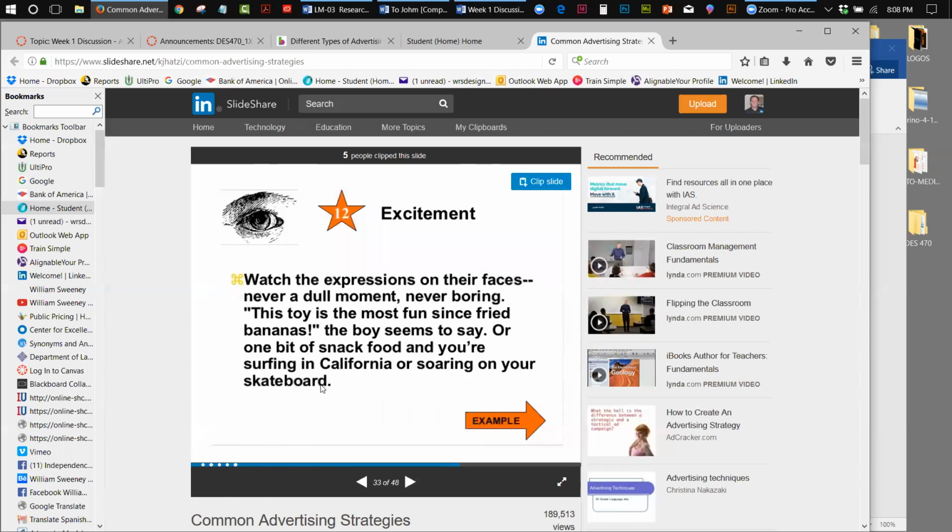One bit of a snack food and you're surfing in California or soaring on your skateboard. Excitement. Well, now, you know, they can use excitement in many ways. I mean, you can create very expressive visuals that capture people's imaginations or their fantasies. And they talk specifically about a toy, but this can be food, this can be applied many different ways. I don't know what kind of good examples they have, but excitement is a pretty good one, a pretty common one too.